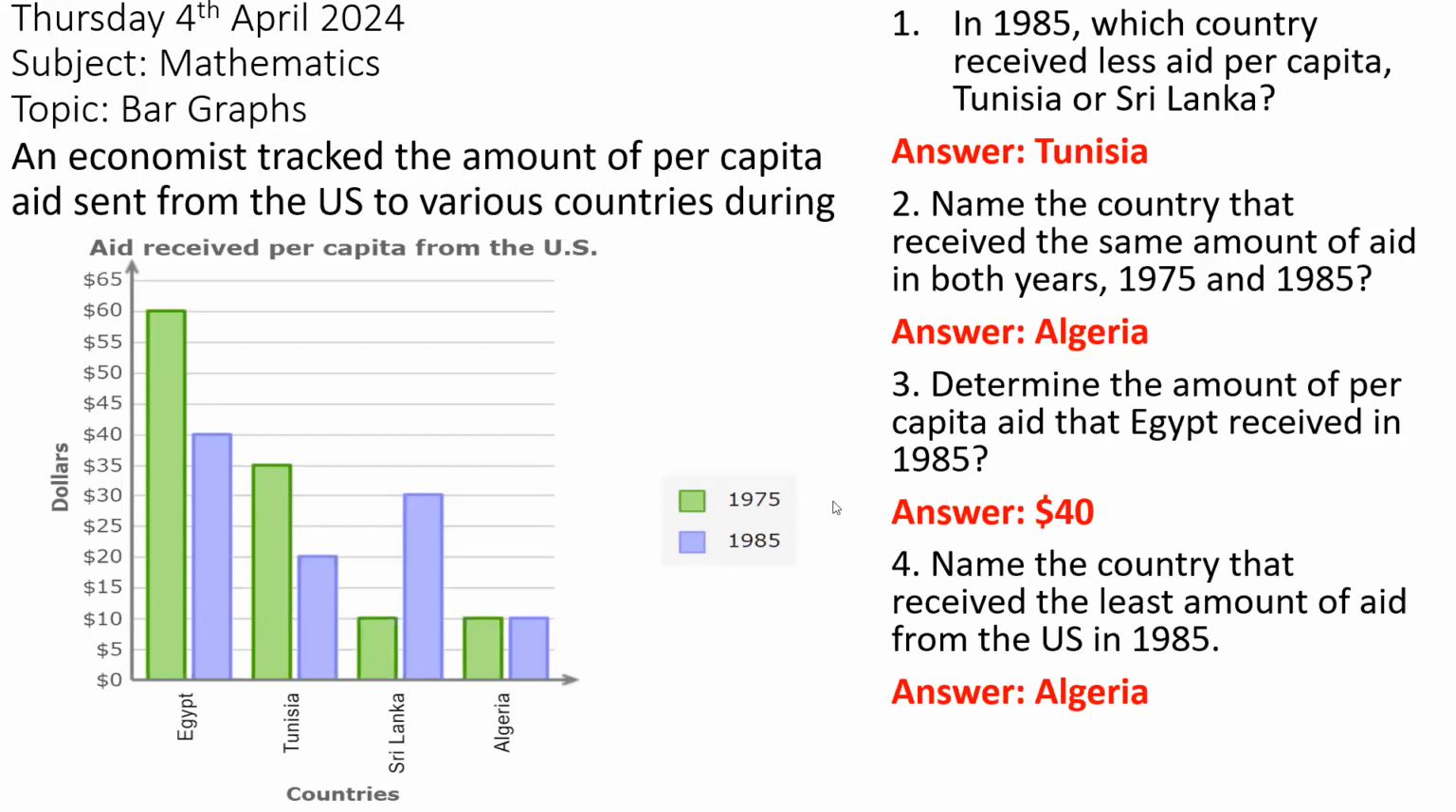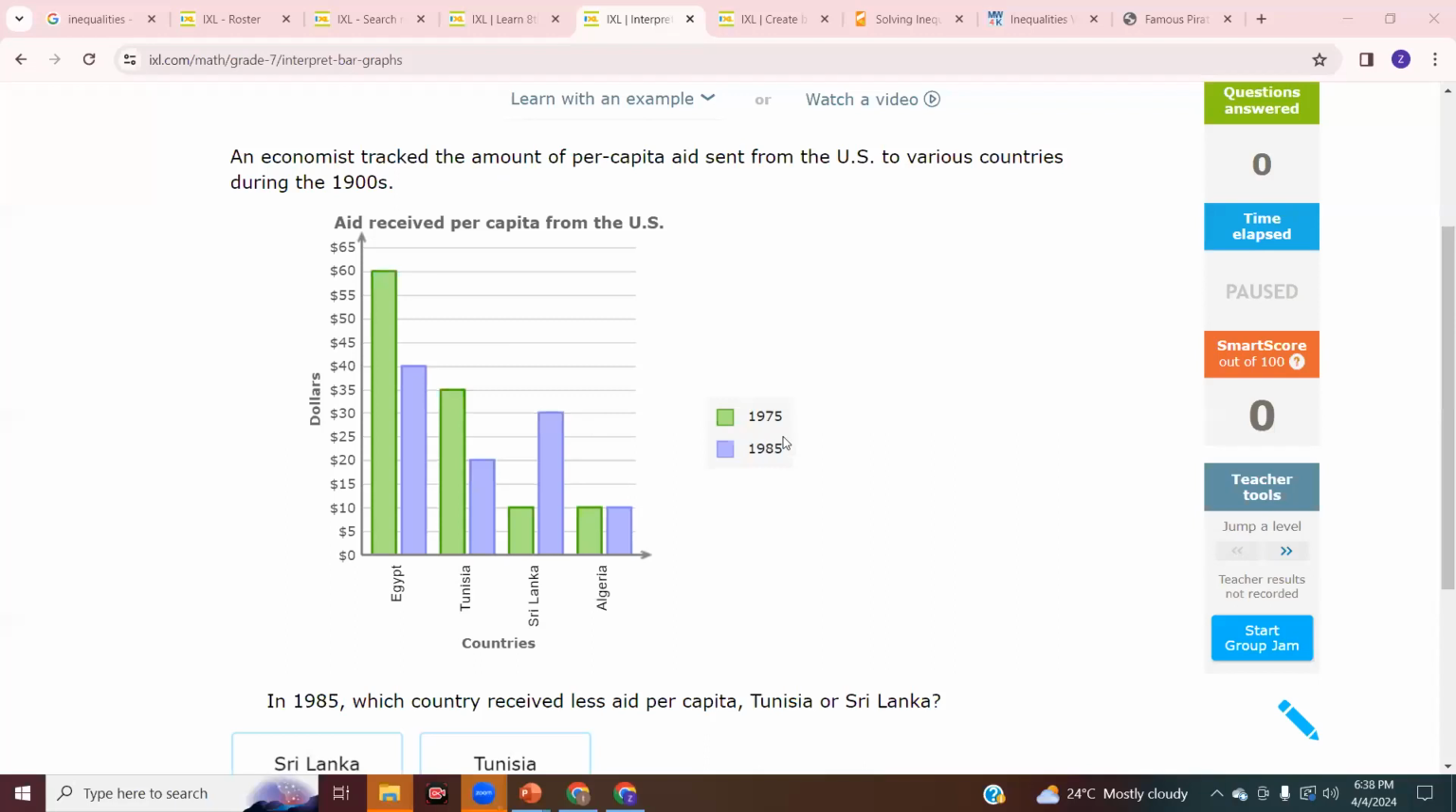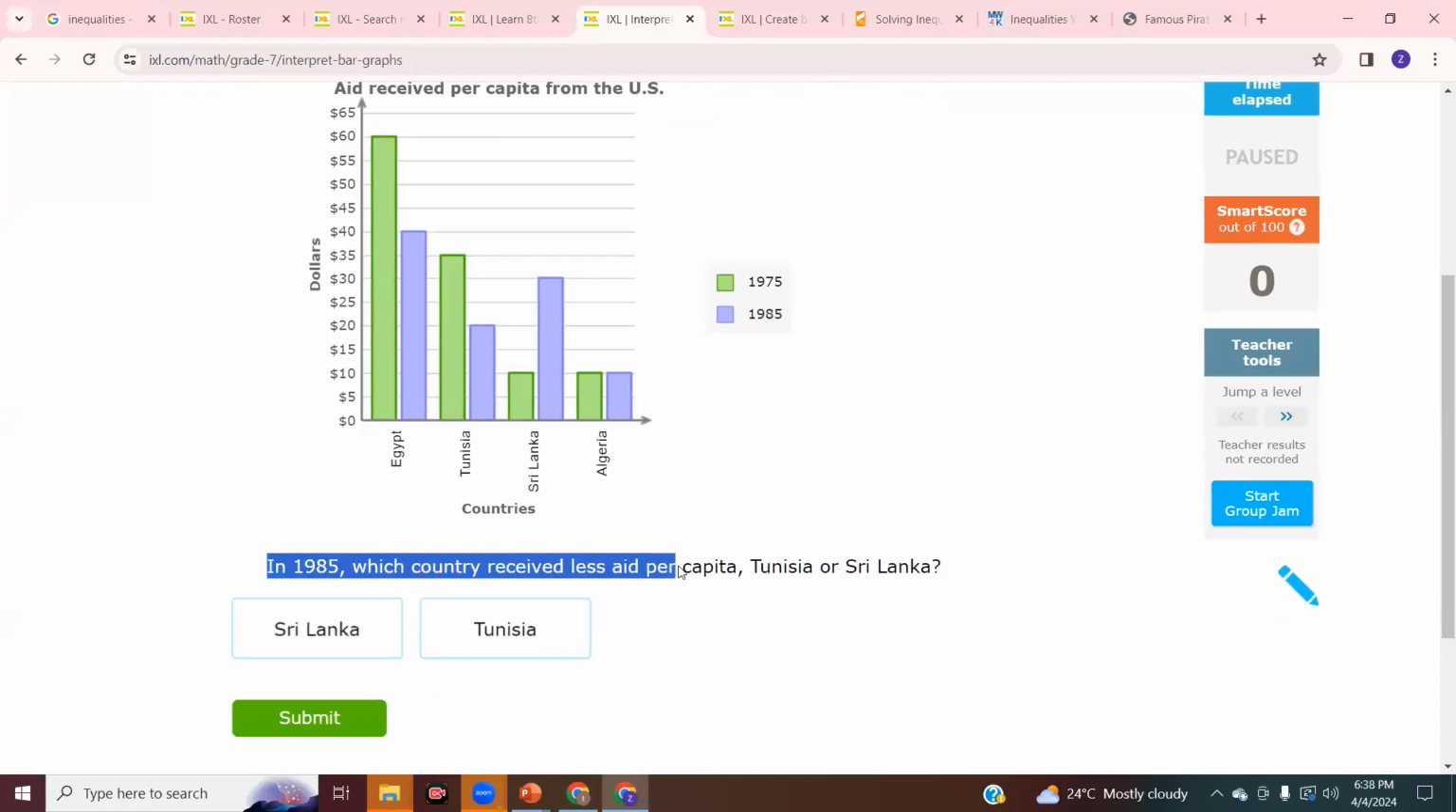All right, again, I'll already take a picture of it and send it to you. And I need you to take a picture of your work and send it to me via WhatsApp. All right, so based on what we have done, I think we're ready to answer this question. Let me just share my screen one time. So the question says, this is the same question we did. It's a question from IXL, and it says, in 1985, which country received less aid per capita? What do we have for this one? In 1985, which country received less aid per capita?